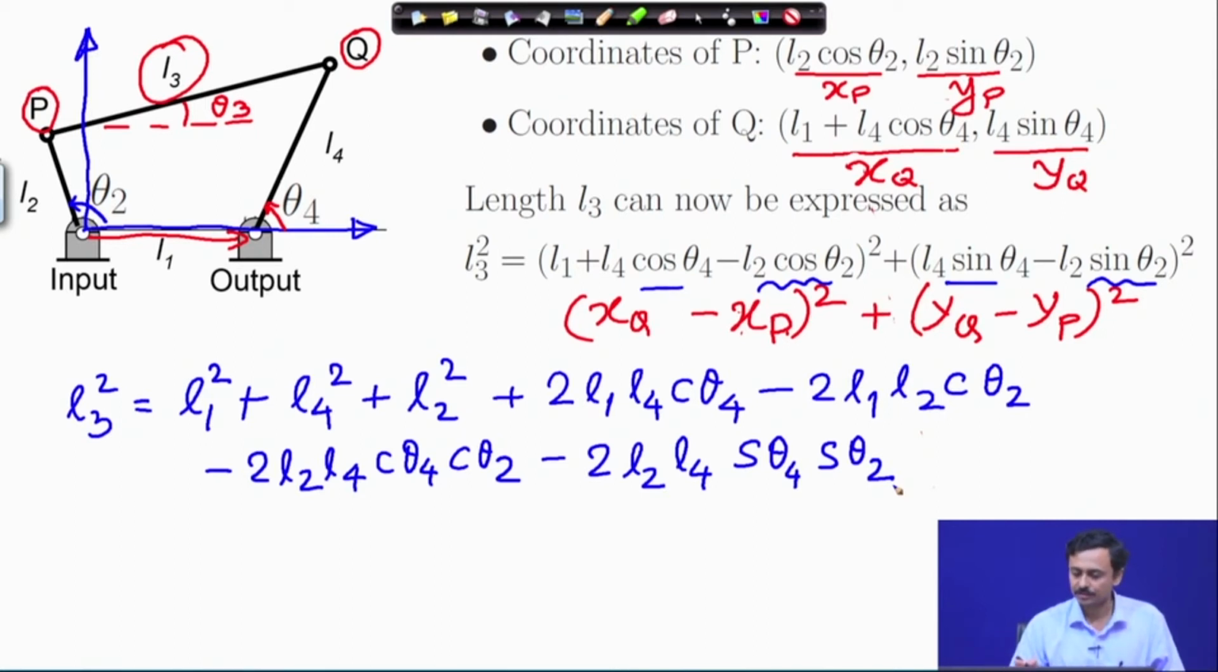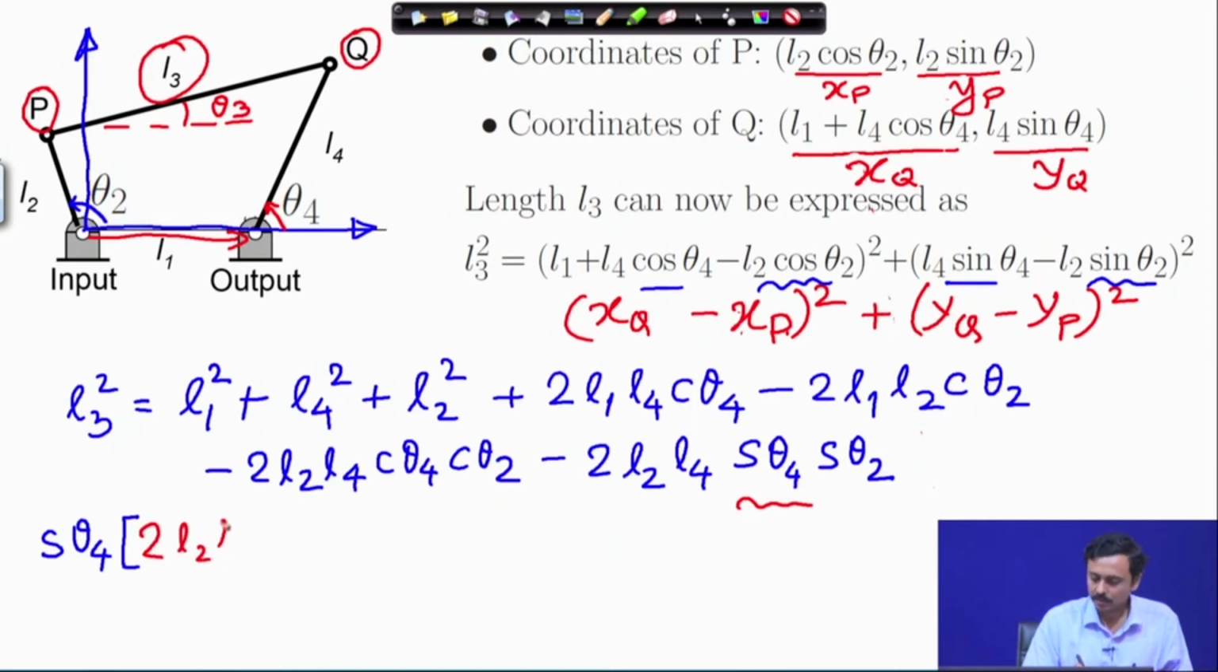Now, I can rearrange it like this: sin theta 4 times. Let me see what are the sin theta 4 terms. Here I have the sin theta 4 term, so this becomes 2 L2 L4 sin theta 2.